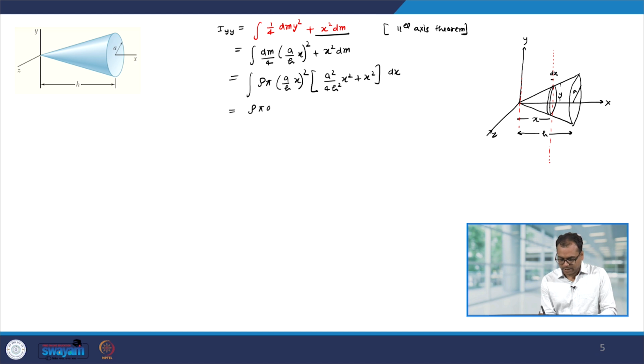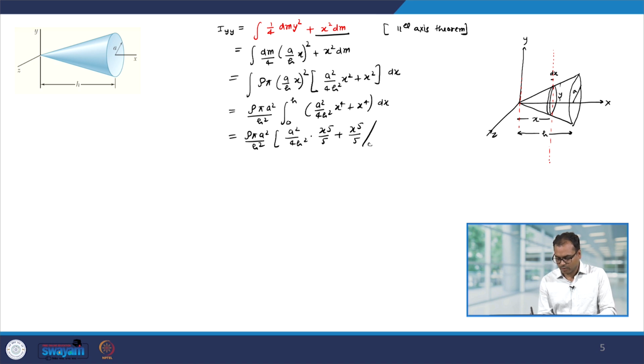It is rho pi a square over h square, all these are constant, then the limit on x is 0 to h, a square over 4 h square x to the power 4 plus x to the power 4 dx. And this will be rho pi a square over h square, a square over 4 h square into x to the power 5 divided by 5 plus x to the power 5 divided by 5, and the limit is from 0 to h. And this will be equal to rho pi a square over h square, a square over 4 h square plus 1 into h to the power 5 divided by 5.